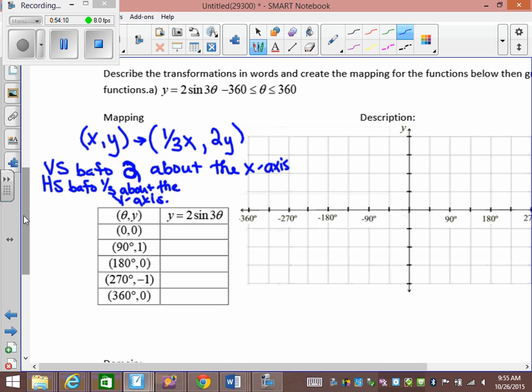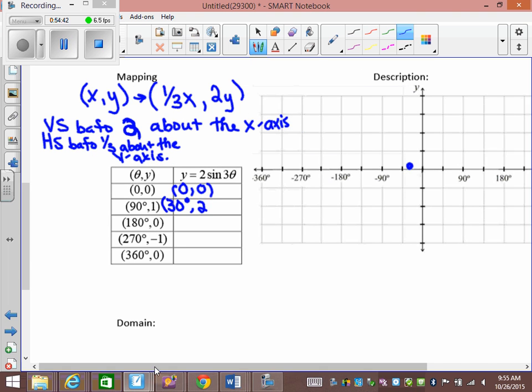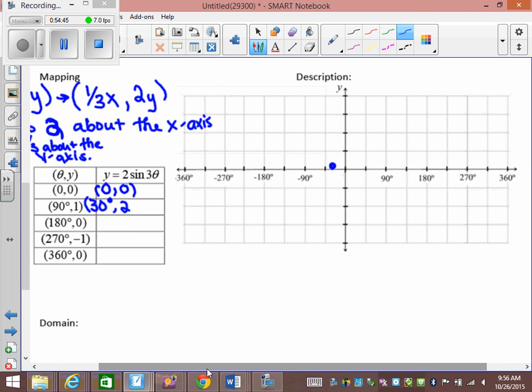Now I'm going to map them. I'm going to change them. So my x is going to be multiplied by a third and my y is going to be multiplied by 2. 0 times a third is 0. And then 0 times 2 is 0. So that didn't change at all. 90 times a third is 30. 1 times 2 is 2. So now I'm at 30 and 2.